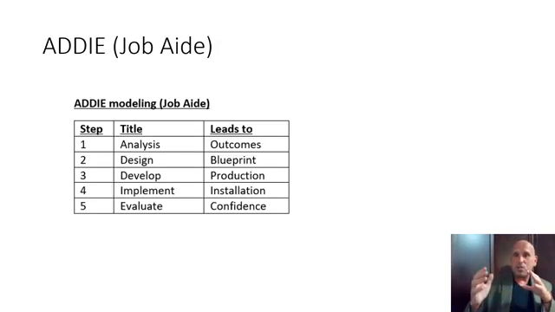So when we put together a job aid with ADDIE, although this wasn't part of the requirement for the assignment in the PowerPoint, I wanted to include it here because it's interesting in how ADDIE modeling, if we think of the steps, really leads to something. So in step 1, analysis, it leads to outcomes. Step 2, design, it leads to a blueprint. Step 3, develop, it leads to production. Step 4, implement, it leads to installation. And step 5, evaluate, leads to confidence.